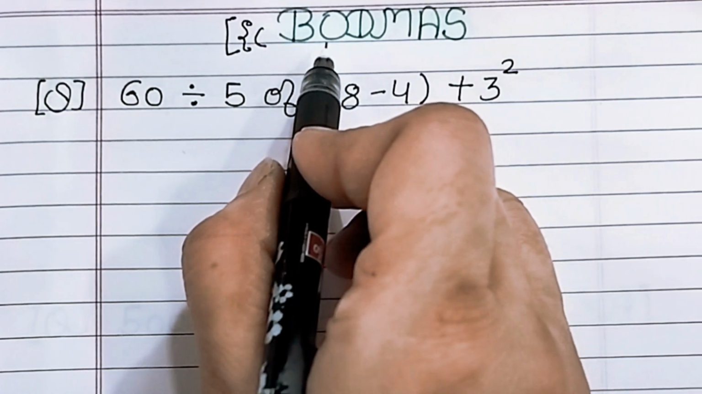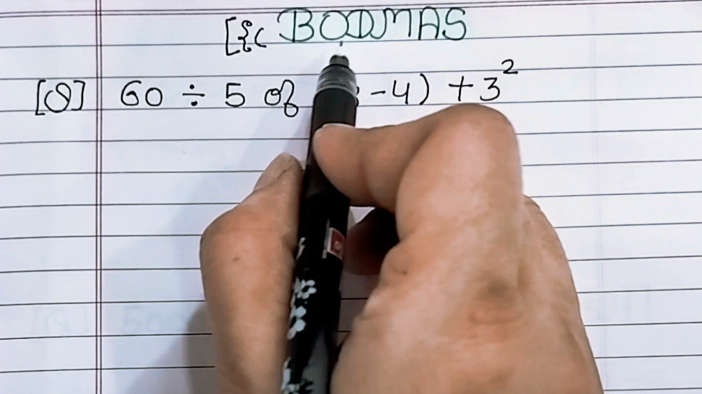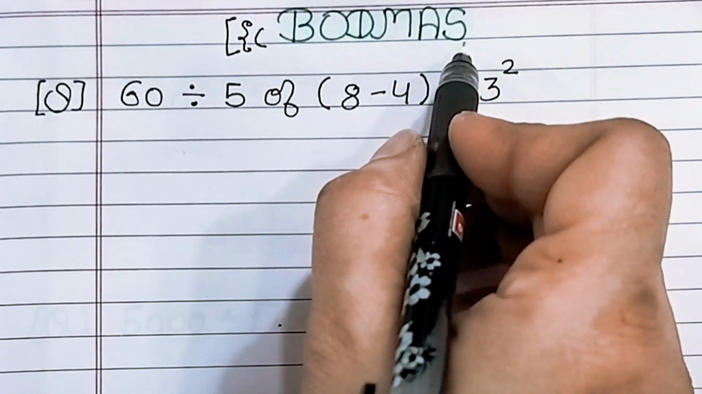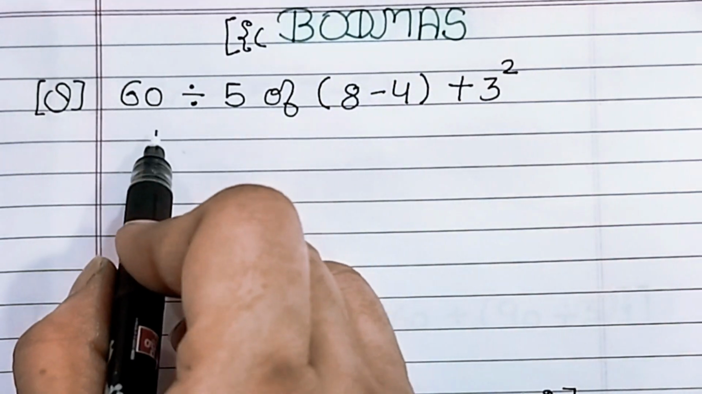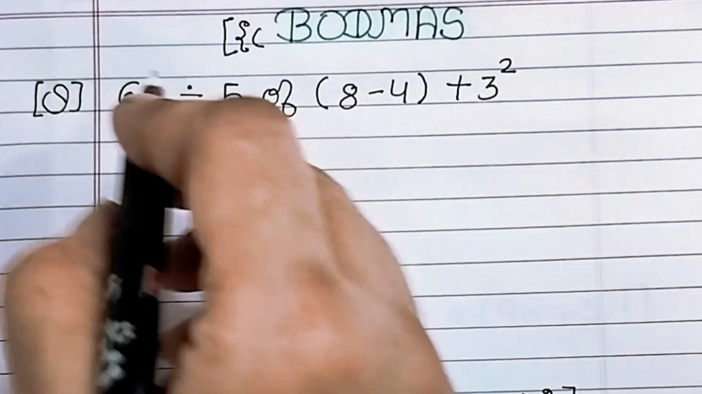O means orders. Of implies multiplication. Order refers to powers and roots. Then division, multiplication, addition and subtraction. Now you can see here is an expression. We'll just break it down by the step-by-step solution.